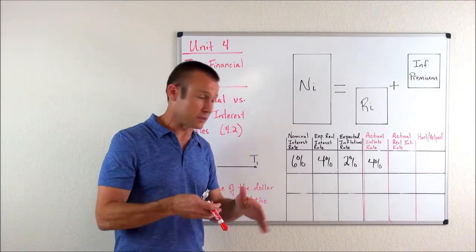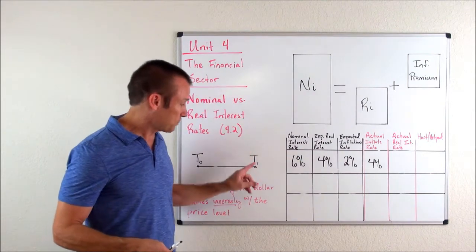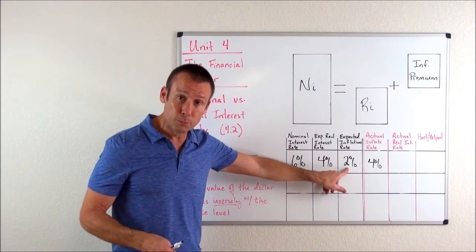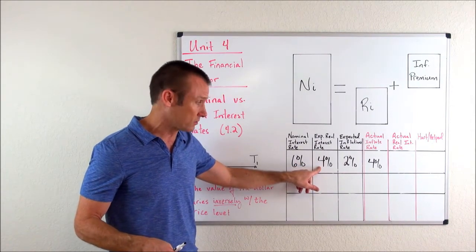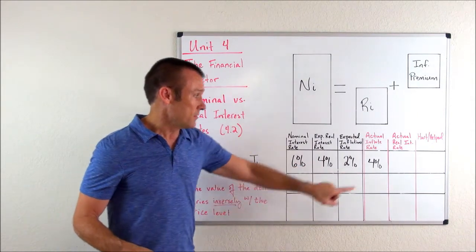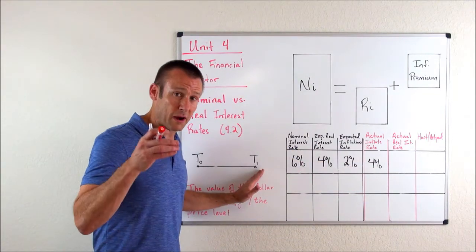They are going to get 6% more dollars. This is printed on the debt contract. Now, they expected each of those dollars to lose 2% in value, allowing them to buy 4% more goods and services. However, the actual inflation rate ends up being 4%.